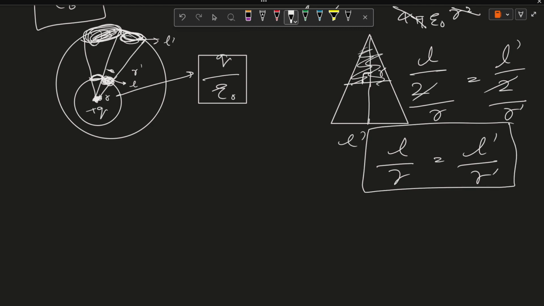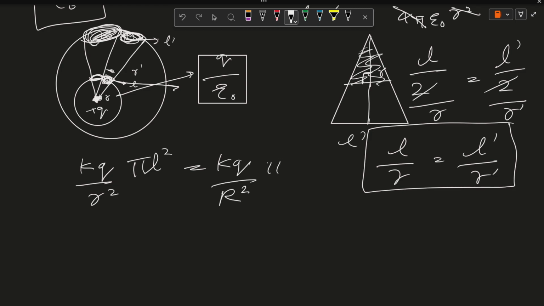Now what I want you to do is figure out the electric field at this point. The electric field at this element can be given by the expression kq by r squared, and the area of this element by itself can be given by the expression pi L squared. And now we have to equate it with this element, right? The flux at this element. So the electric field is given by kq by r squared. Then we can give the area by pi L prime squared, right? R prime squared and L prime squared. So this is what we have here.